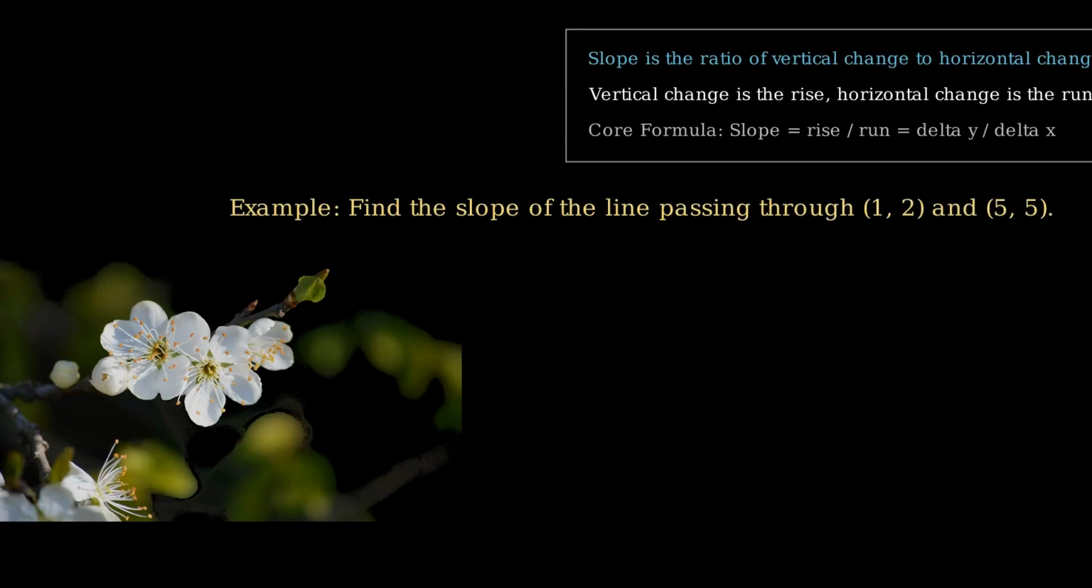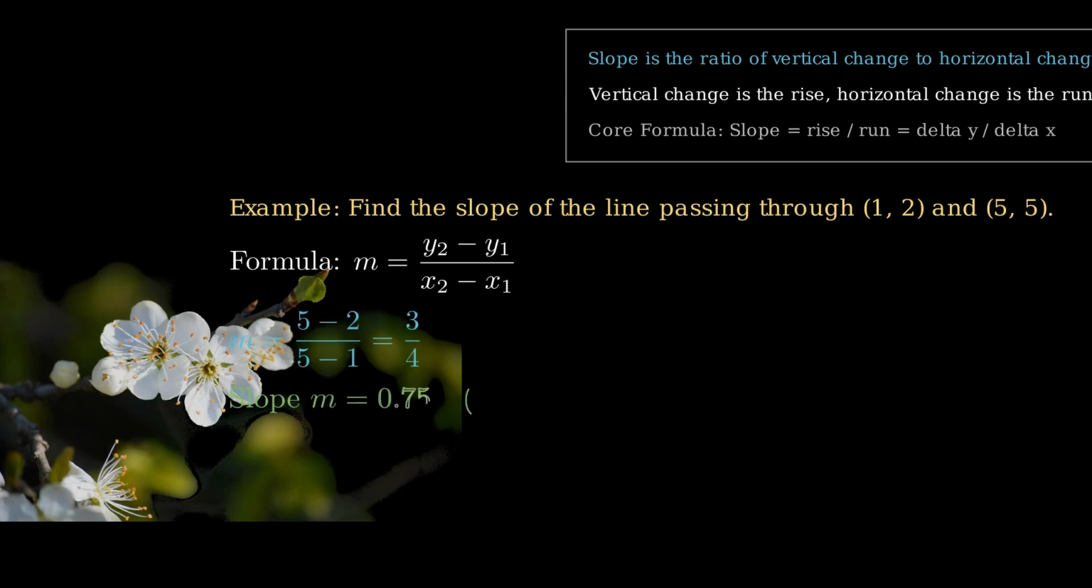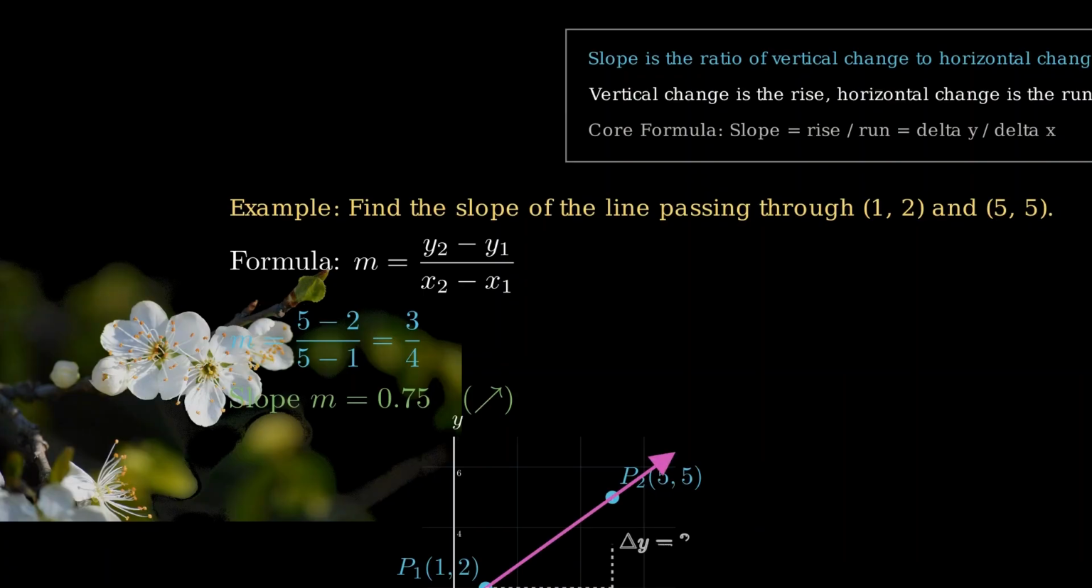Let's look at an example. A line passes through 2 points, P1 at 1, 2, and P2 at 5, 5. Let's find the slope using the coordinate formula. We substitute the coordinates into the formula, y2 minus y1 over x2 minus x1. This gives 5 minus 2 in the numerator and 5 minus 1 in the denominator.